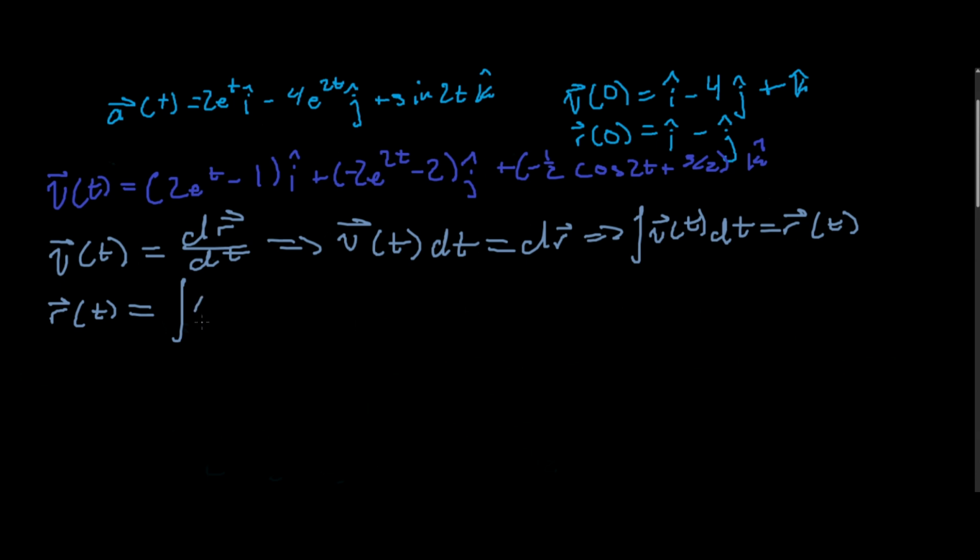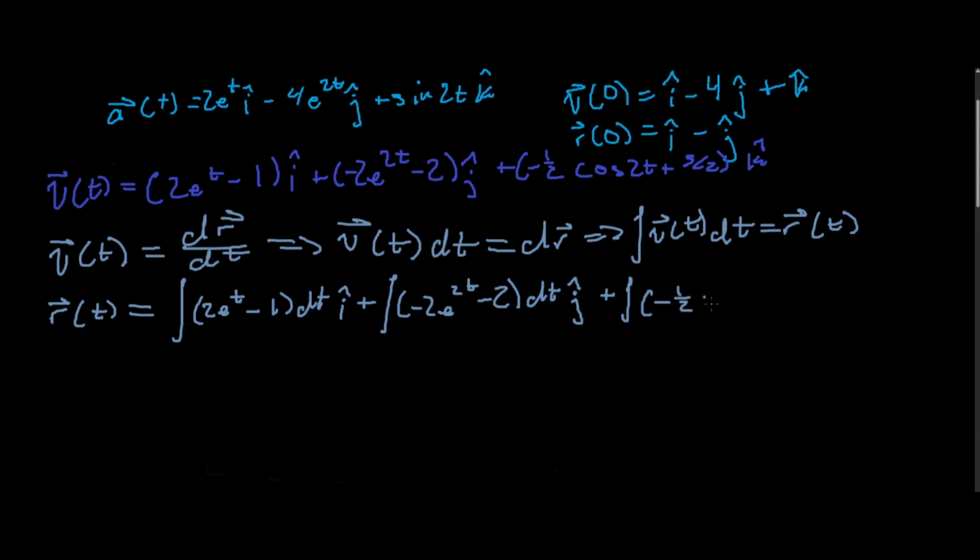So the first integral, in the i direction, is 2 times e to the t minus 1 dt, plus the integral of -2 times e to the 2t minus 2, that's in the j direction, plus the integral of -1/2 cosine 2t plus 3/2, dt in the k direction.